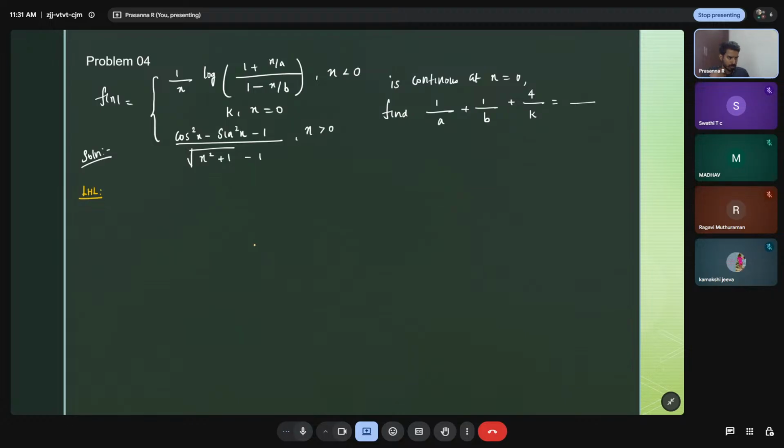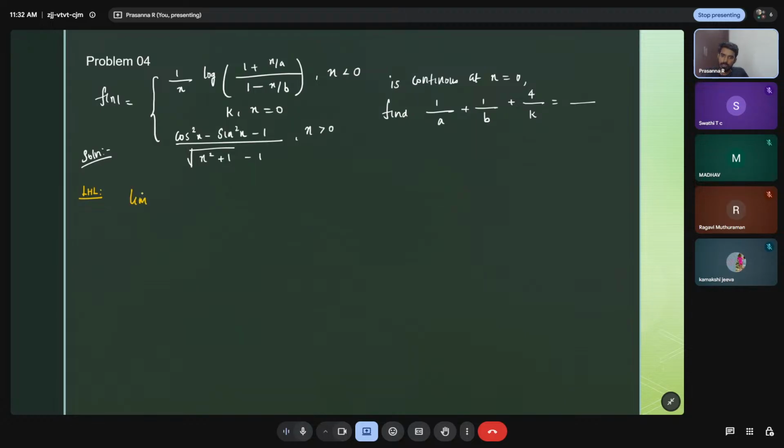Find the value of, see, is my voice clear or is some side disturbance coming? Some sound is coming, is there or not? Because outside they are making a saw. My voice is clear only, right? Is there any side disturbance? Okay.